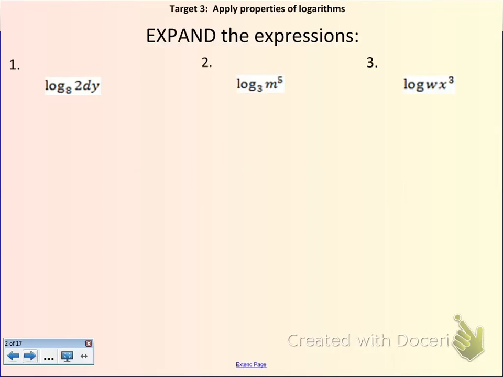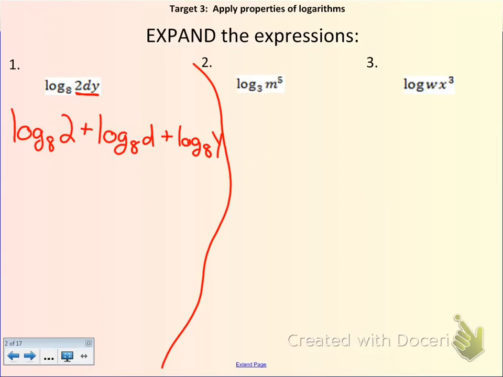Welcome back. So for this first one, it is log base 8 of 2dy. To expand it, we're going to keep it log base 8. And then when we're multiplying, which is what's going on right here, when we're multiplying with logarithms, what does that mean? Naturally, it means addition. So we have log base 8 of 2 plus log base 8 of d plus log base 8 of y. And that would be your answer to the first one.